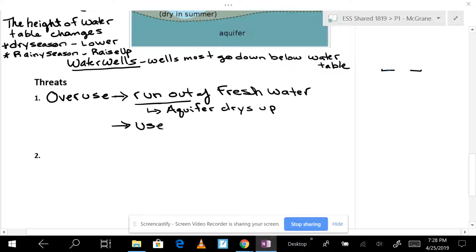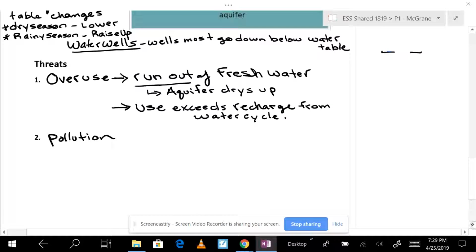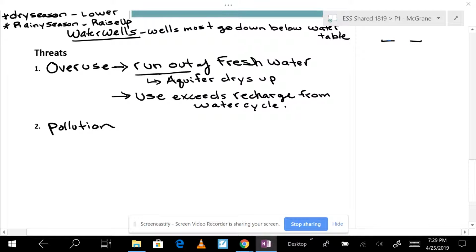You have to go where your resources are because fresh water is an essential resource. And so when we're talking about aquifers drying up, it means that the use exceeds recharge. Recharge from the water cycle. It eventually will recharge, but not in our lifetime. And so we need to move. The second threat is, of course, pollution. And we're going to start looking at that more. We're going to start testing some water on Monday. So pollution or some sort of contamination.